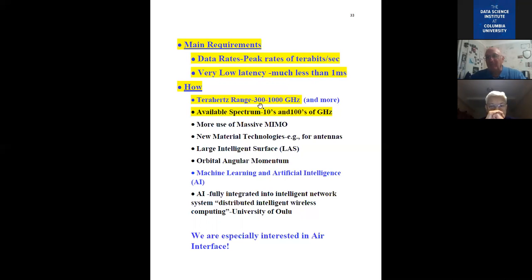How can you get up to terabits per second? If you go to higher frequency ranges, talking about using ranges between 300 and 1,000 gigahertz, 1 terahertz, or even up to 3 or 4 terahertz. Why in this range you have tremendous bandwidths that are available. I'll talk about that in a second. Again, using massive MIMO and using something called large intelligent surfaces. Again, you can read up about this. Somebody is introducing something called orbital angular momentum, another technique to try and get up to high bit rates. Everybody mentions machine learning and artificial intelligence. Every article you read mentions this. And in this particular talk, we're interested just in the air interface.